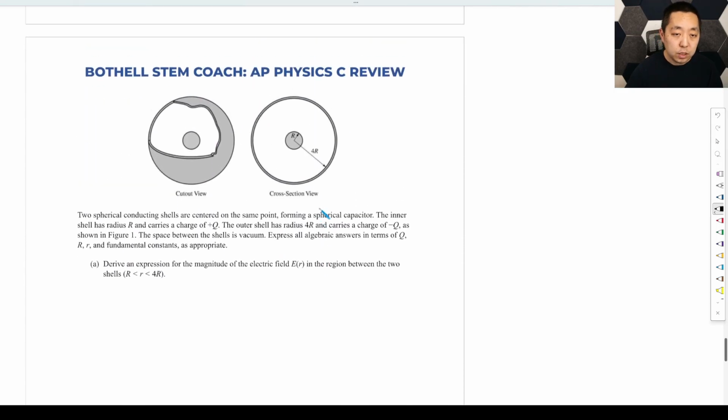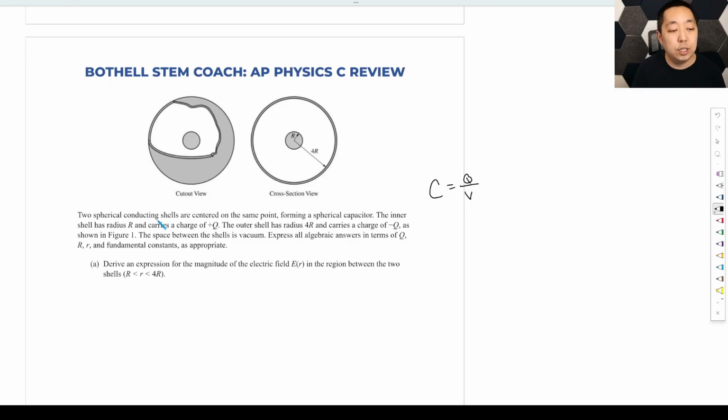Okay. This one's kind of an interesting problem. I modified a past FRQ because a lot of the times we can use a combination of Gauss's law with charge and voltage to create the capacitance. So this is an interesting problem where we're going to talk about that.